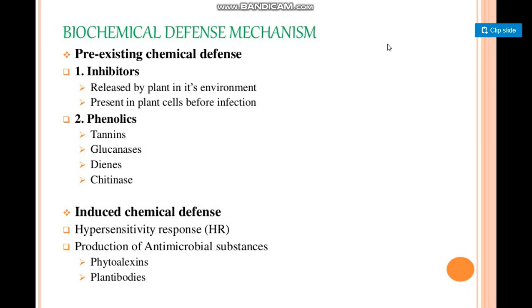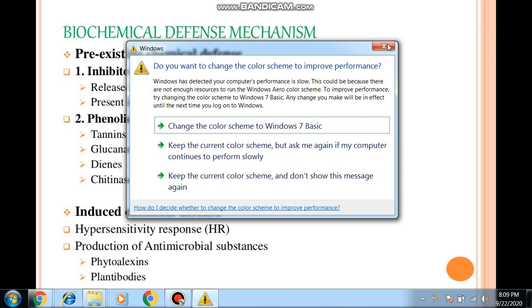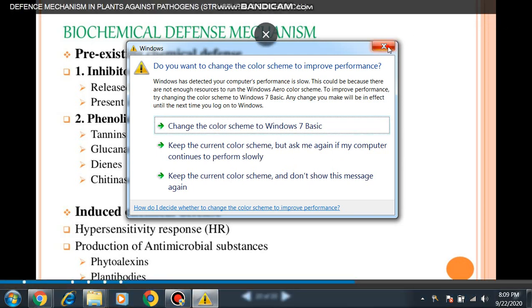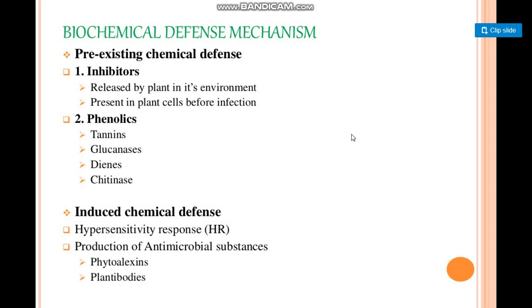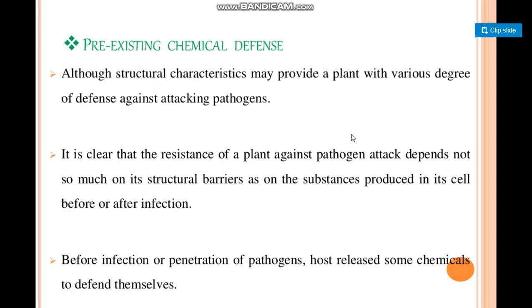Biochemical defense mechanisms: pre-existing chemical inhibitors, like those released by plants in their environment. The second type is phenolic compounds like tannin, glucanases, dienes, chitinase. Induced chemicals include the hypersensitive response, HR, and production of antimicrobial substances like phytoalexins and plantibodies. Pre-existing chemical defense, like structure, may provide a plant with various degrees of defense against attacking pathogens. It is clear that the resistance of a plant against pathogen attack depends much on its structural barriers.